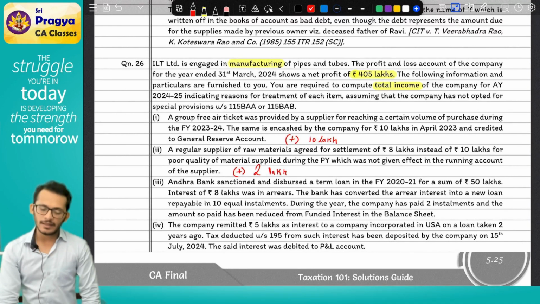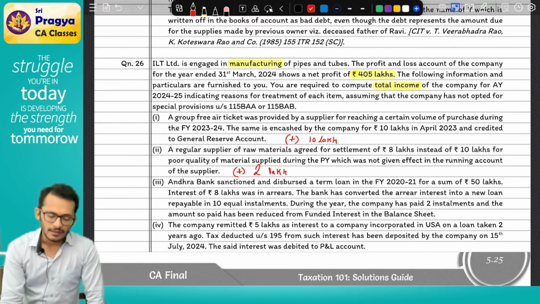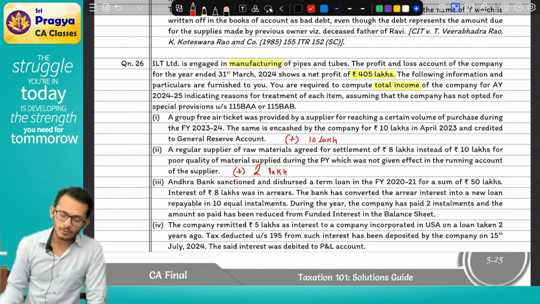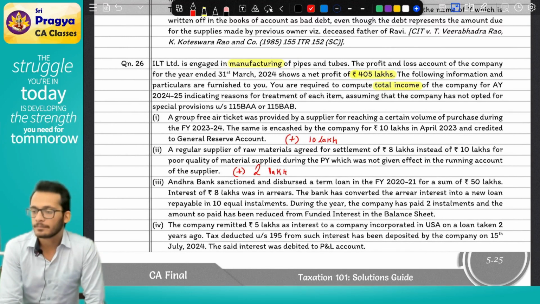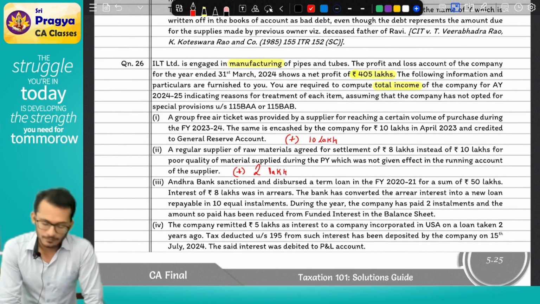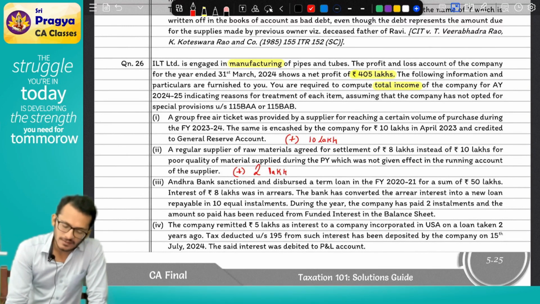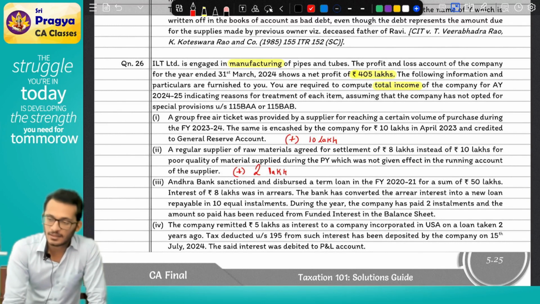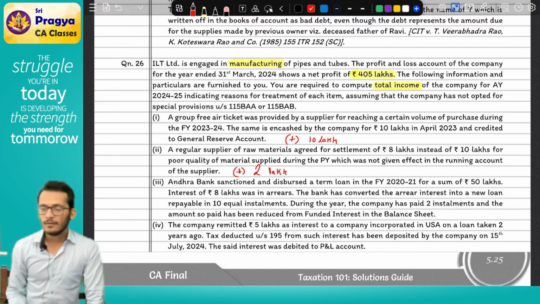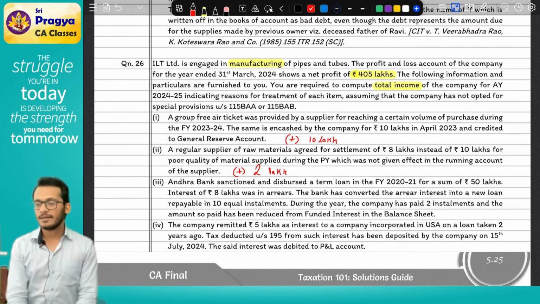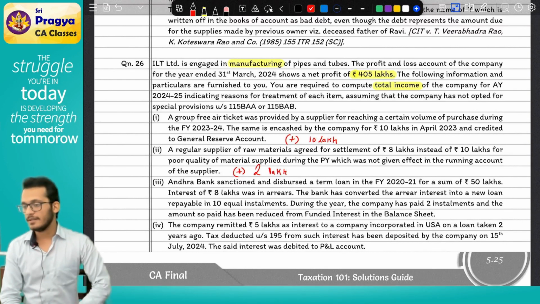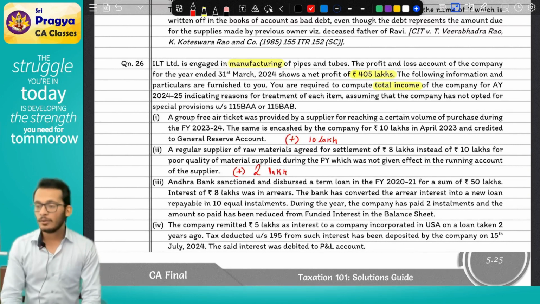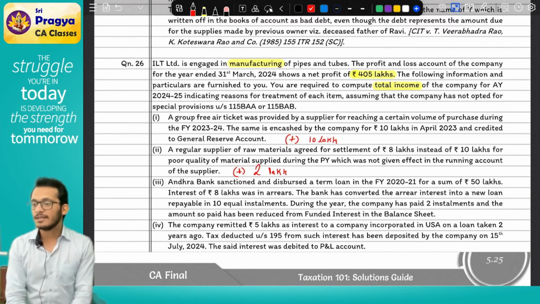The bank has converted the arrears interest into a new loan which is repayable in 10 equal installments. Which means the 8 lakhs of interest I am going to pay in 10 equal installments, so per installment I will pay 80,000. During the year, the company has paid 2 installments and the amount so paid has been reduced from the funded interest in the balance sheet. Now I am coming and saying that I want to claim some deduction. In the past years, I disallowed the whole 8 lakhs. This whole 8 lakhs I have now converted into a loan of 10 installments. In this I have paid 2 installments. So how much have I paid in the current year?